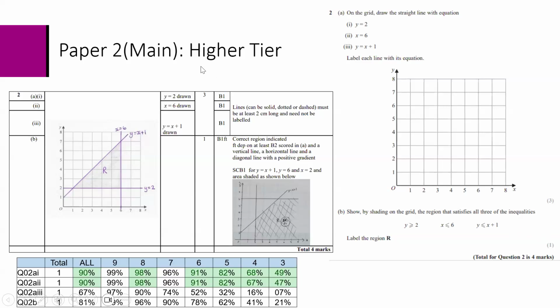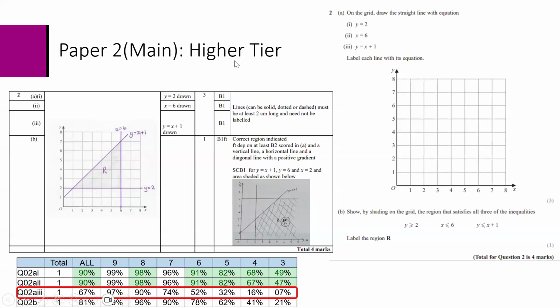So just to highlight again, only 2/3 of higher tier pupils could actually draw the line y equals x plus 1. I think maybe we've underestimated just a bit of revision even on some of the basic equations of lines.